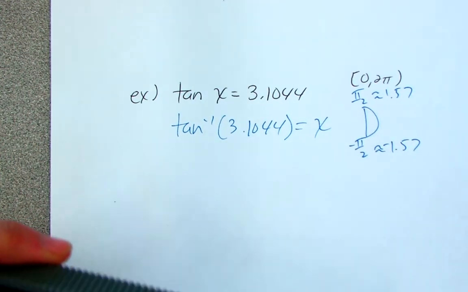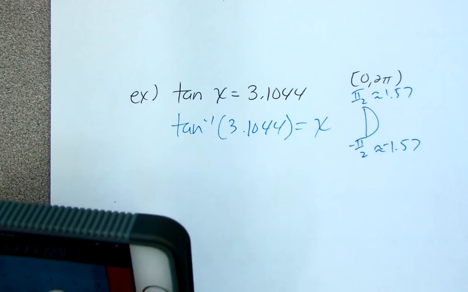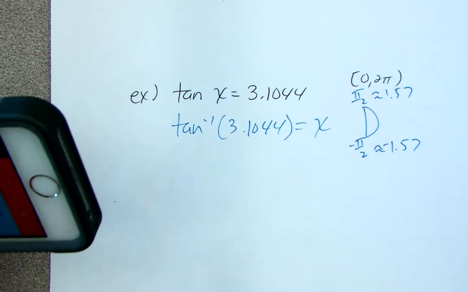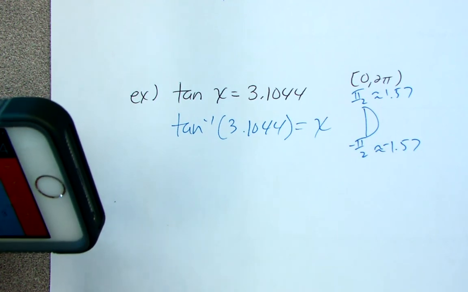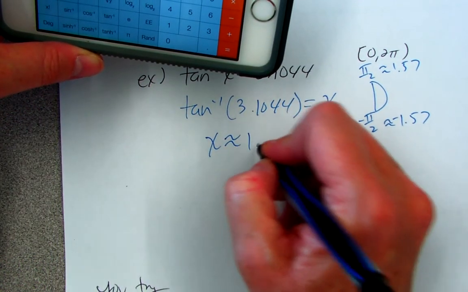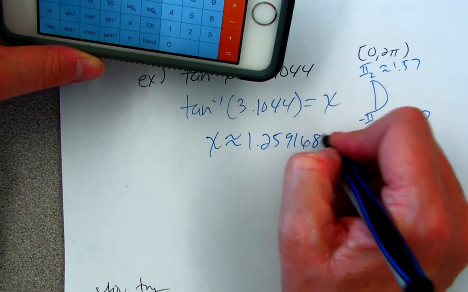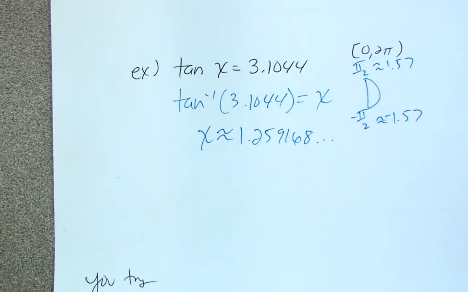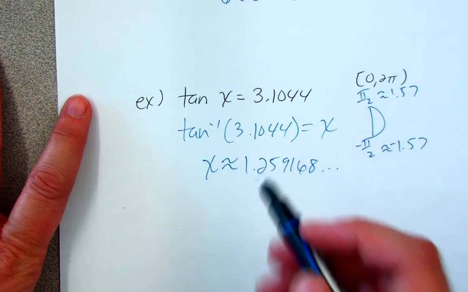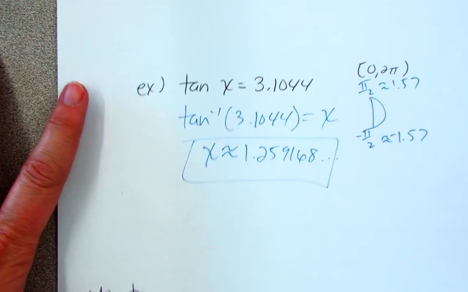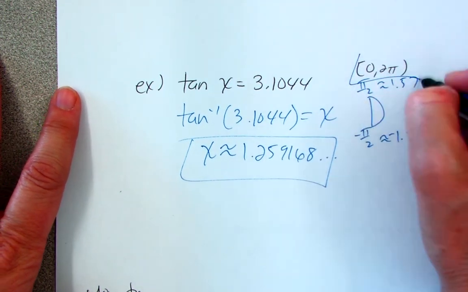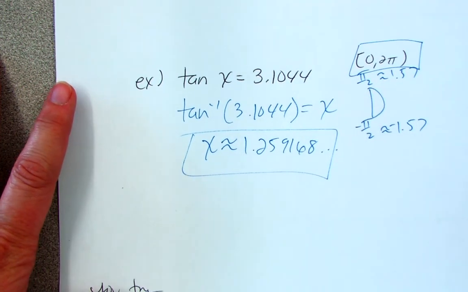All right, I'm going to go ahead and find that. Clear that out. 3.1044. I'm still in radians. Inverse tangent. And what I see is x is approximately 1.259168, blah, blah, blah. Let's see, it is positive. I'm good. So whatever they tell me to round it to, that's already the right answer. Because they want me to have the answer in positive in one rotation.